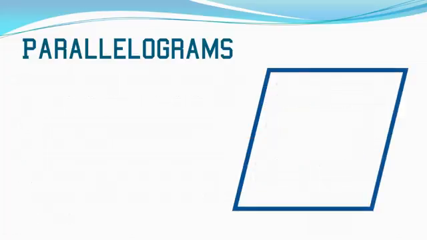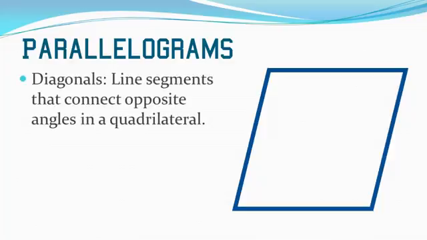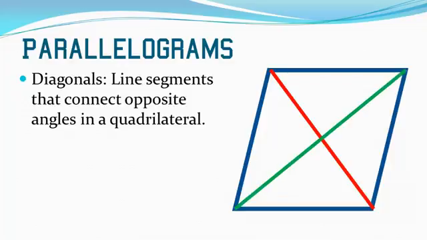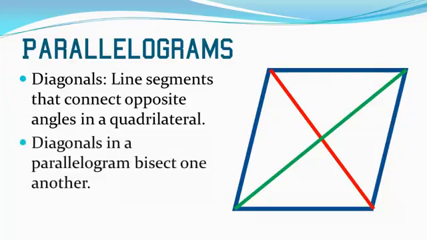We can also look at a lot more with parallelograms if we look at their diagonals. Diagonals are line segments that connect opposite angles in a quadrilateral. So they cross diagonally from one angle to the opposite angle. It essentially is breaking the parallelogram or quadrilateral into four different triangles. The diagonals in the parallelogram bisect one another. That means, think about the word bisect. Bi, two, sect, sections. It breaks it into two equal sections.